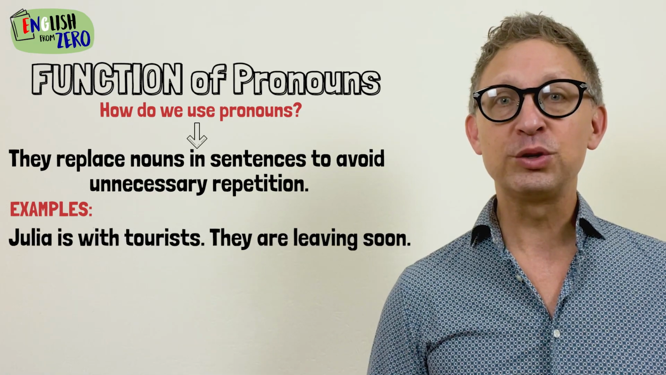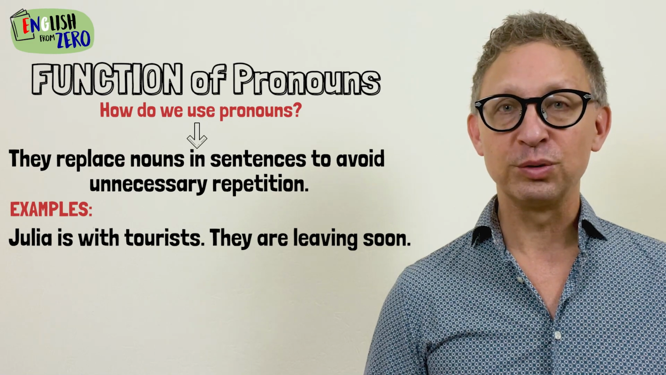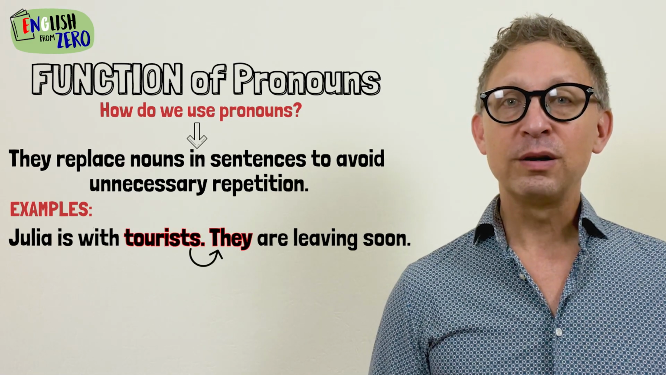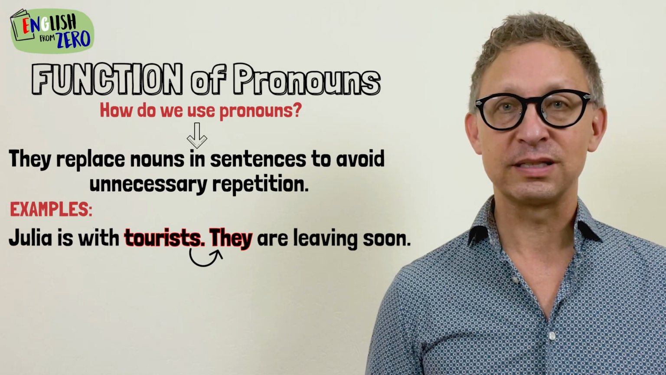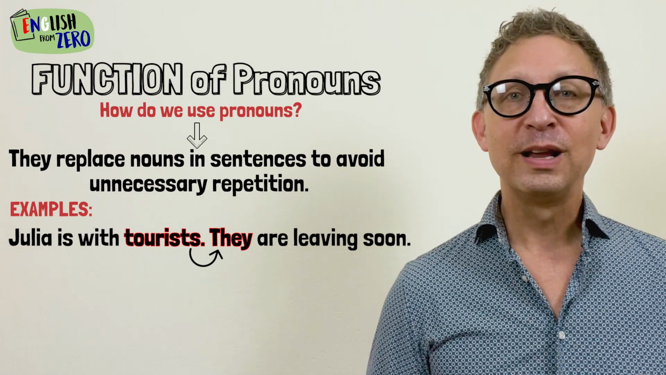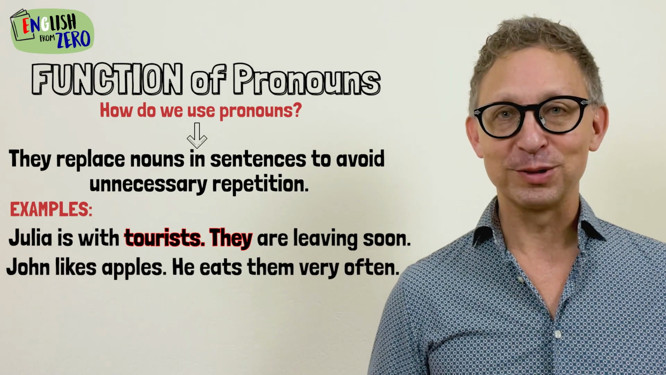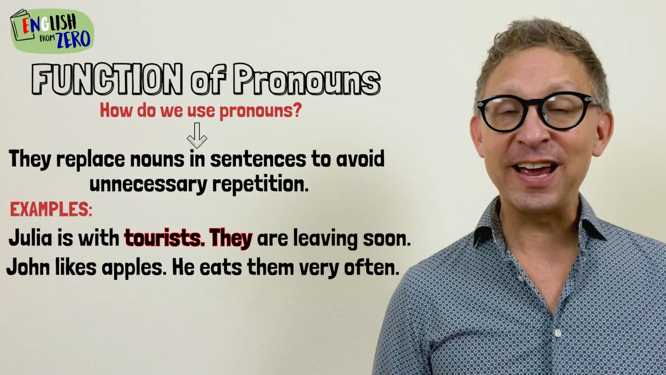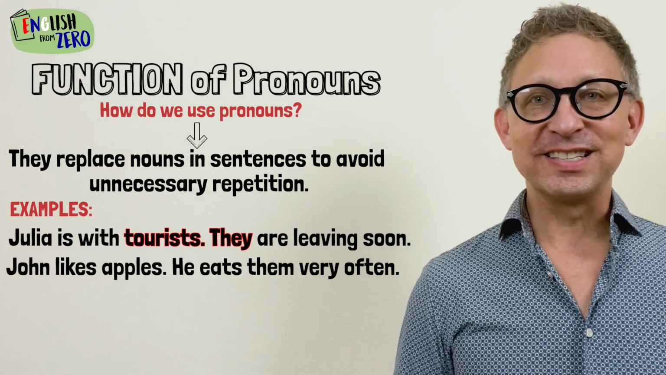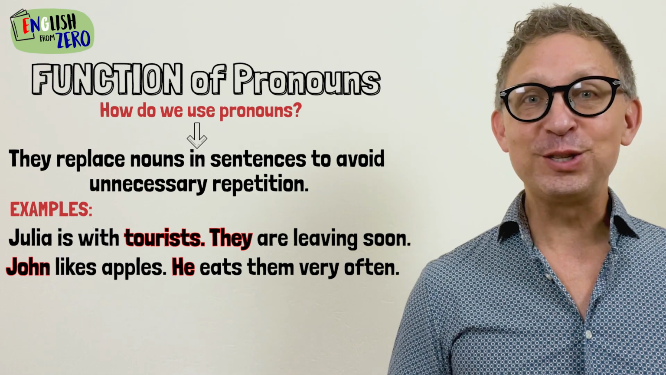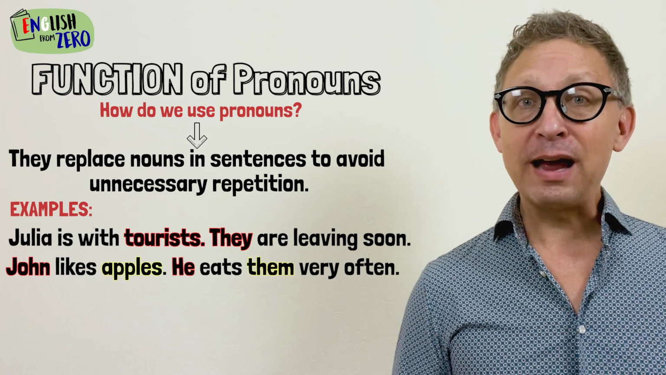Julia is with tourists. They are leaving soon. So they represents or takes the place of tourists. Both are plural in the third person, they. John likes apples. He eats them very often. So if we look at these two sentences, he replaces John and them replaces apples.